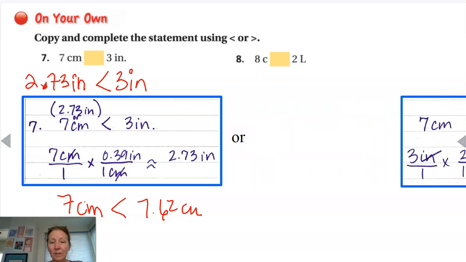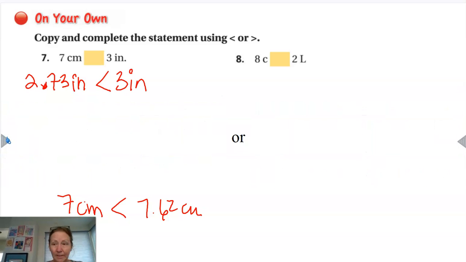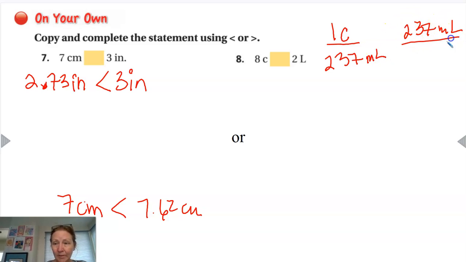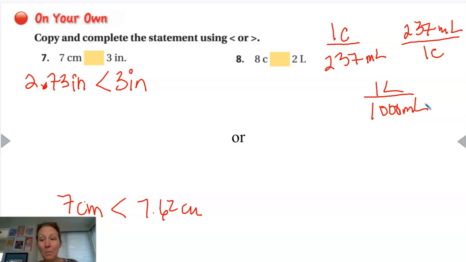Okay, so now let's do the last one, cups to liters. Let's use the conversion. We have 1 cup is equal to 237 milliliters, or 237 milliliters is equal to 1 cup. And then hopefully you know that 1 liter is equivalent to 1,000 milliliters because they're way smaller. Okay, so here we go.